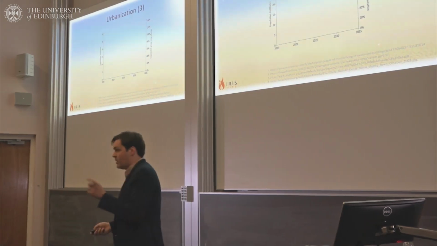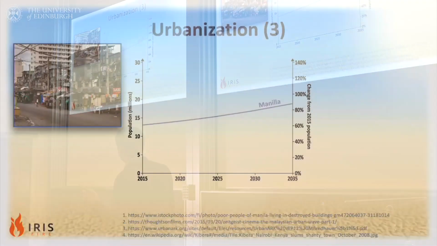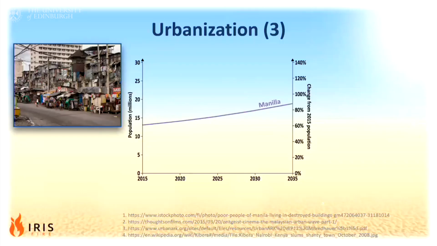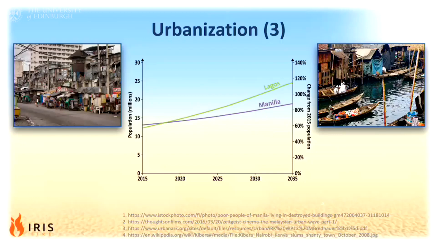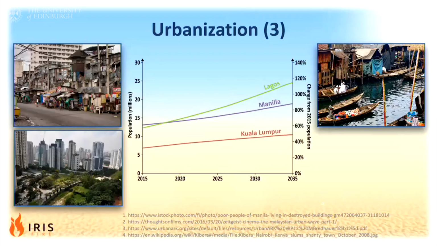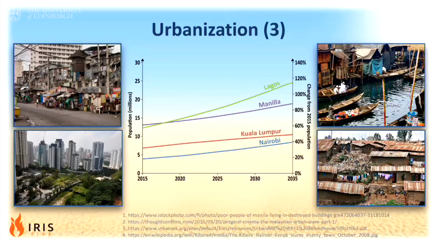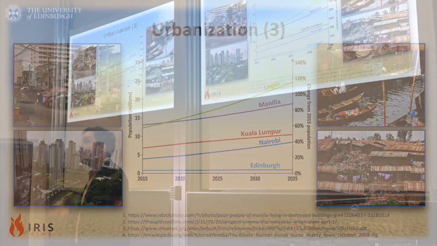So we're going to look at what that looks like for some specific cities. So we look at Manila. Currently around 13 million. By the time it gets to 2035, which is only 15 years away, we're getting around 18 million. If we look at Lagos, about 12 million, up to about 25, so that's doubling, essentially, over the next 20 years or so. Kuala Lumpur, slightly slower growth. If we then look at Nairobi, we've got about 4 million there, up to about 6 million. And then if we look at Edinburgh, pretty much a flat line on that graph.